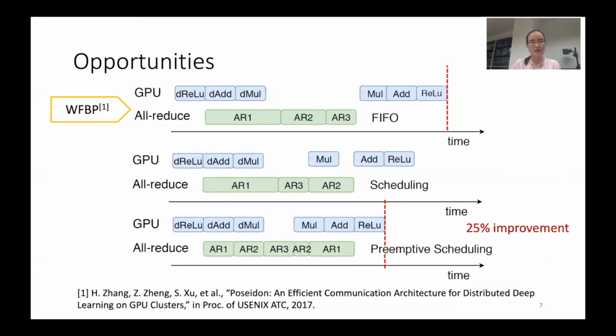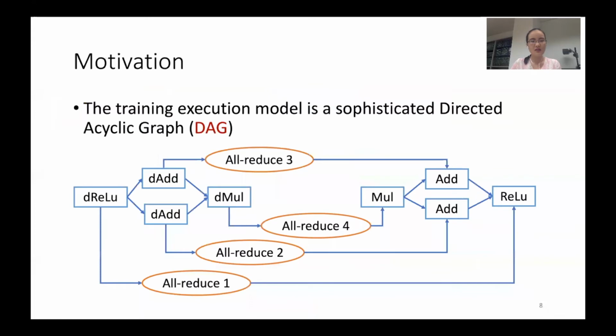For example, the DNN of a layer-by-layer chain structure. However, this is not always true. The training execution model, in general, is a sophisticated directed acyclic graph. And in this graph, the nodes represent the computation or communication operators, and the edges represent the dependencies among these operators.